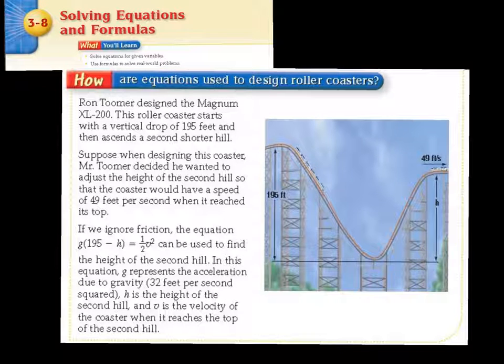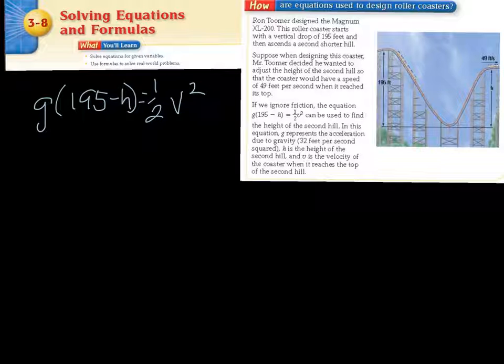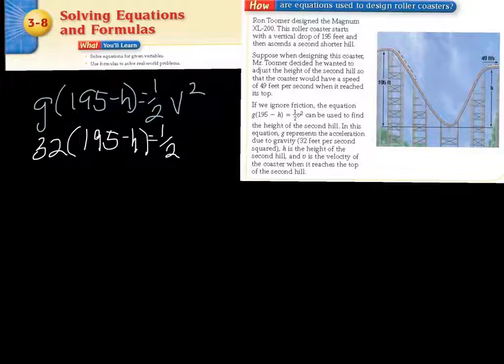In this equation, g represents the acceleration due to gravity, 32 feet per second squared. h is the height of the second hill, and v is the velocity of the coaster when it reaches the top of the second hill. They gave us g was 32. We're trying to find the height, and they told us the velocity they wanted it to reach was 49.